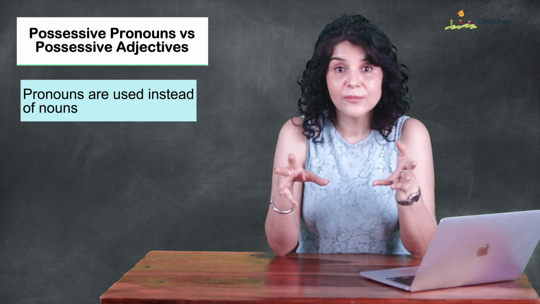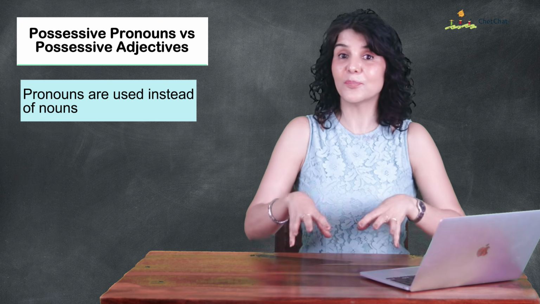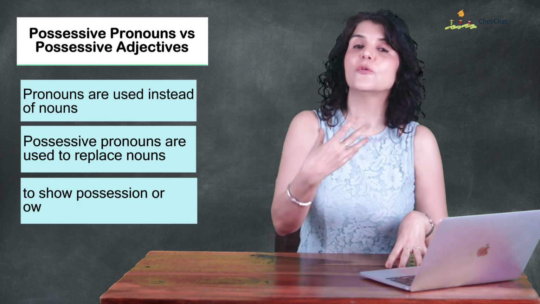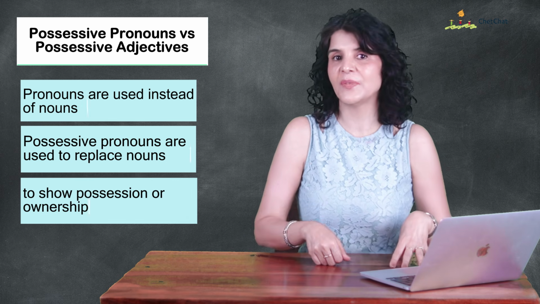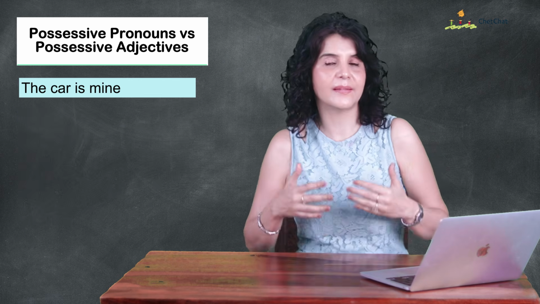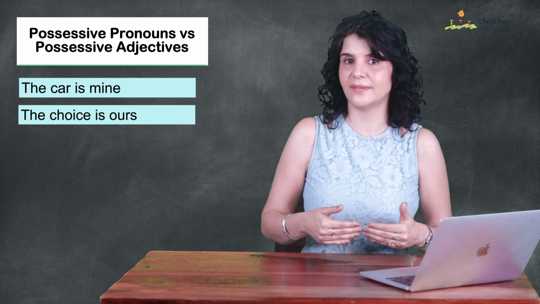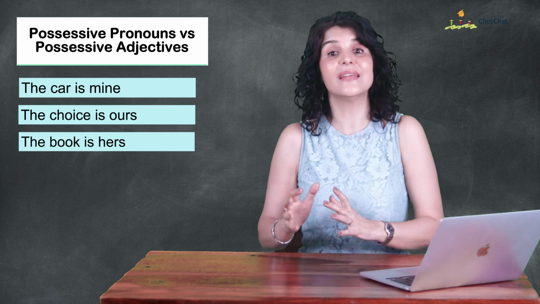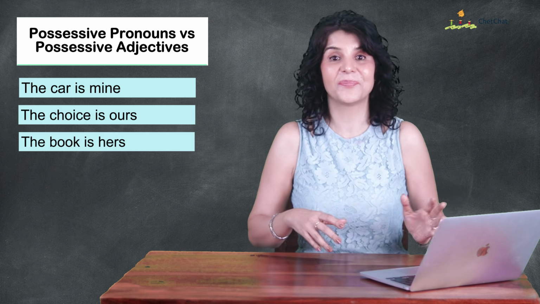Pronouns are used instead of nouns. So in the same way, possessive pronouns are used to replace nouns to show possession or ownership. The car is mine. The choice is ours. Remember, these are all without an apostrophe. The book is hers, not her.